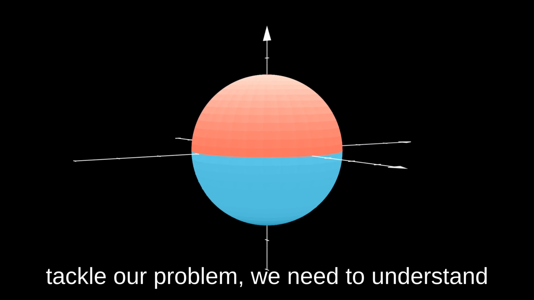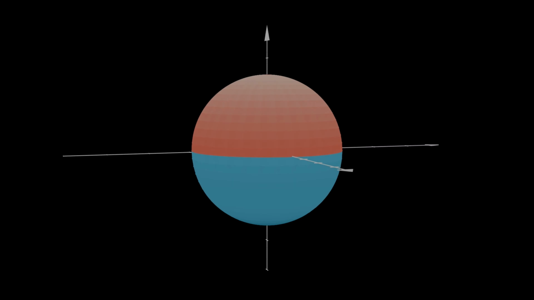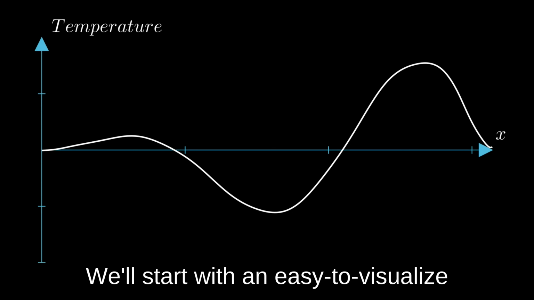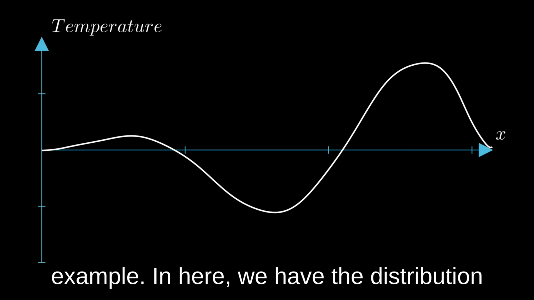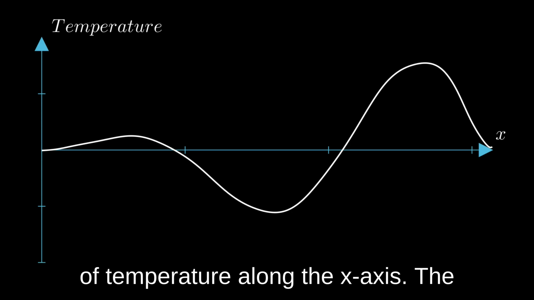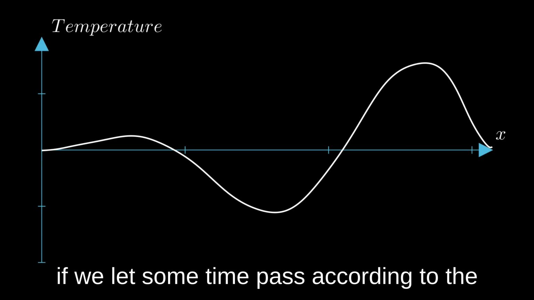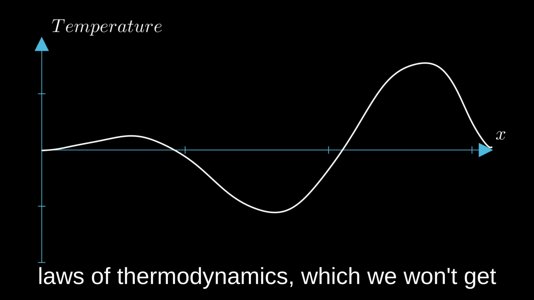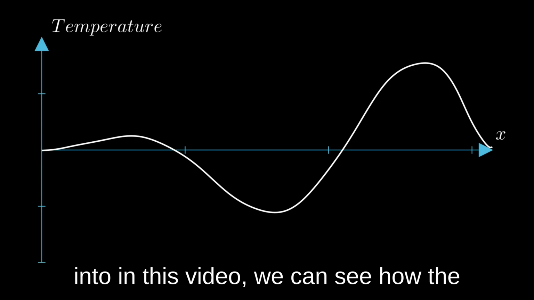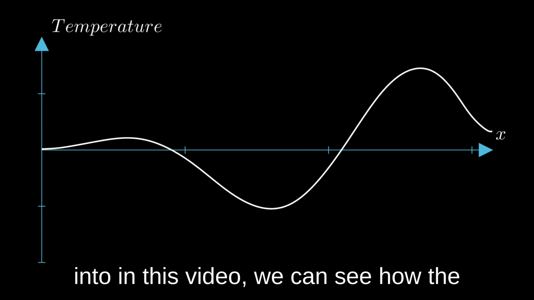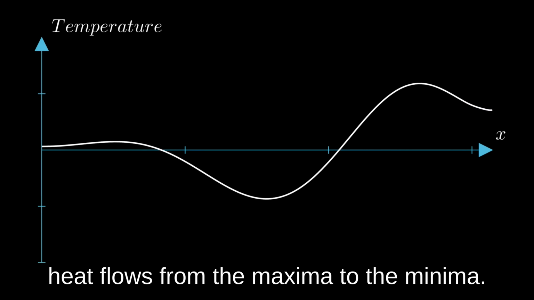To first tackle our problem, we need to understand how heat is distributed. We'll start with an easy to visualize example. In here, we have a distribution of temperature along the x-axis. The distribution is clearly inhomogeneous, so if we let some time pass, according to the laws of thermodynamics, which we won't get into in this video, we can see how the heat flows from the maxima to the minima.